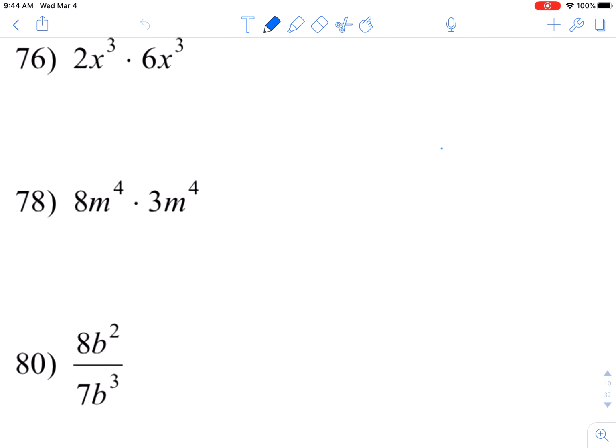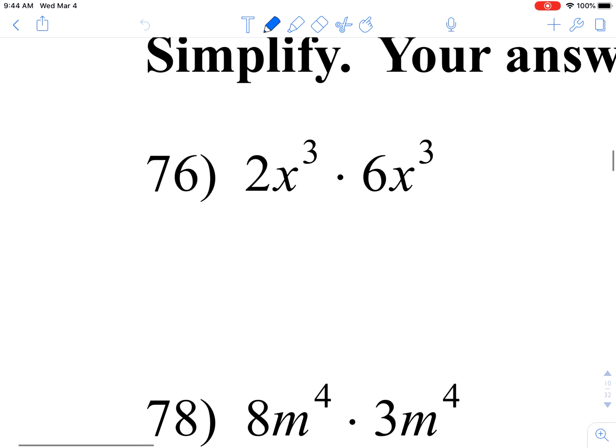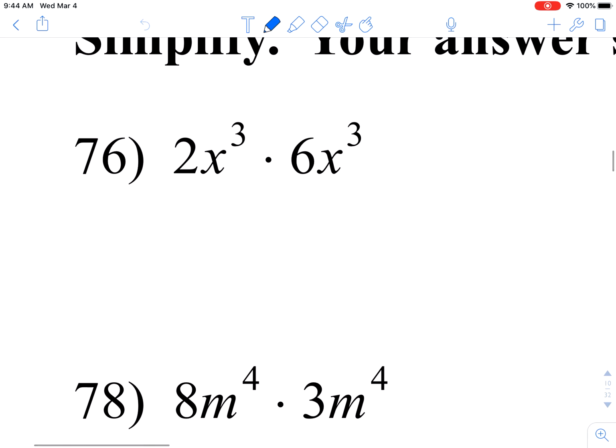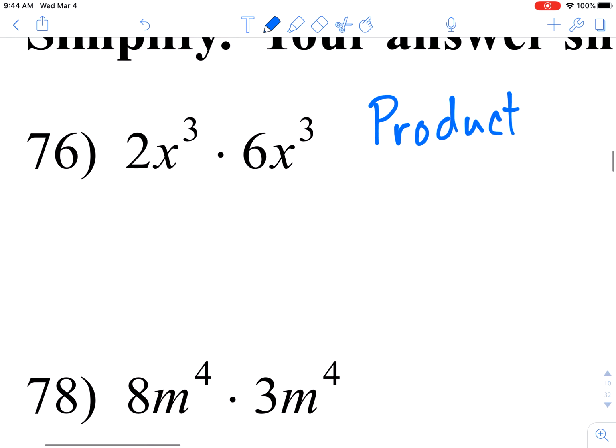So if we look at problem 76, we have 2x to the third times 6x to the third. When it comes to exponent rules, there are several of them. The one that we're going to look at for this problem is called the product rule. And so the product rule deals with multiplying things that have exponents.